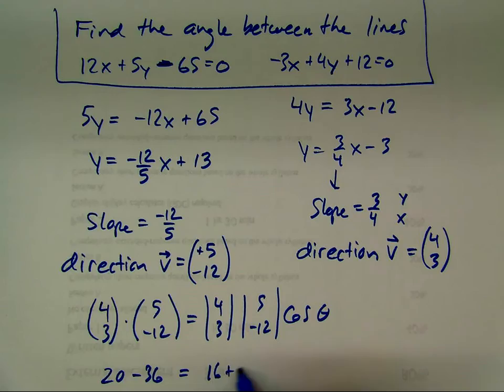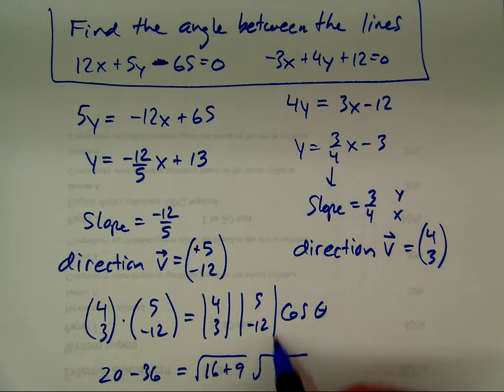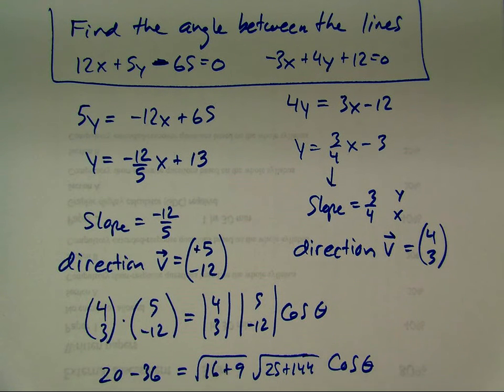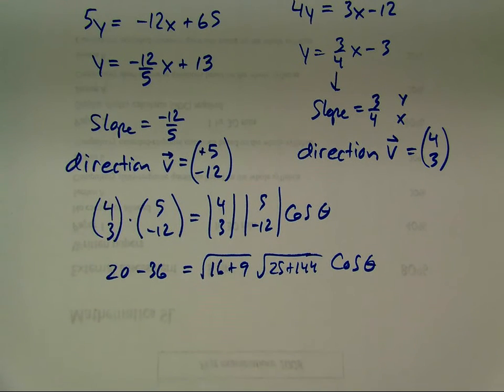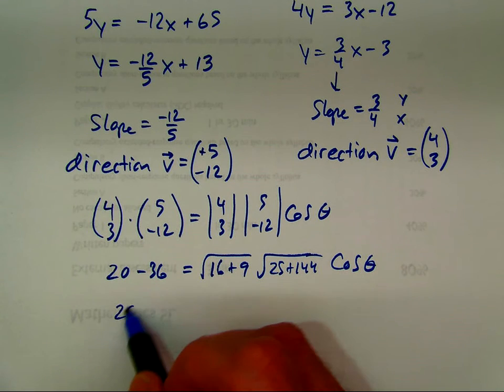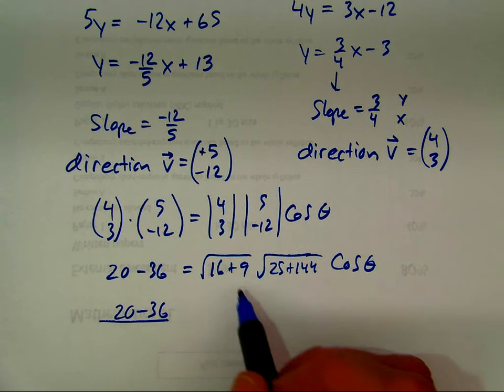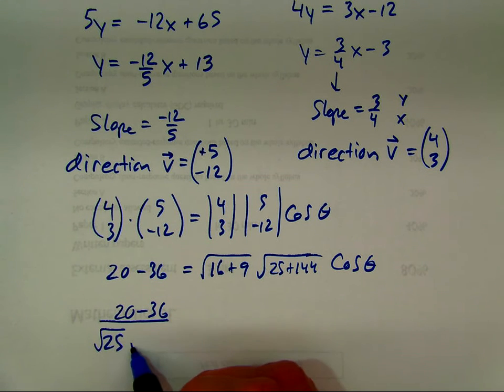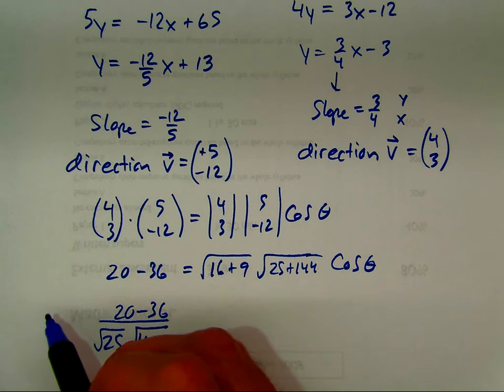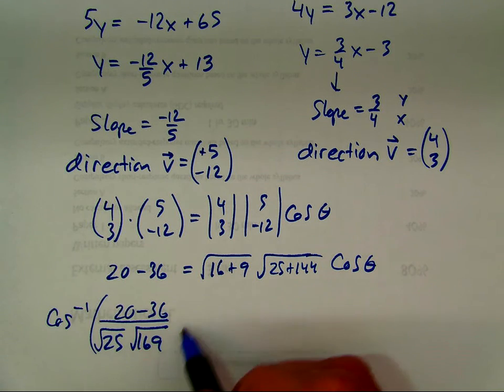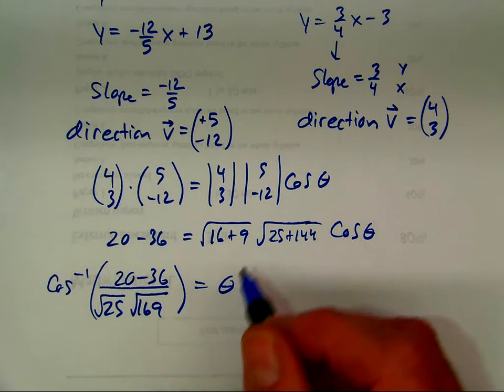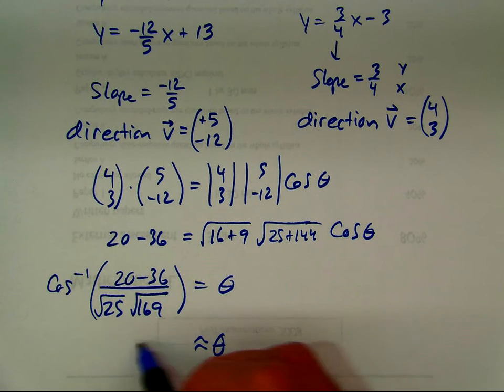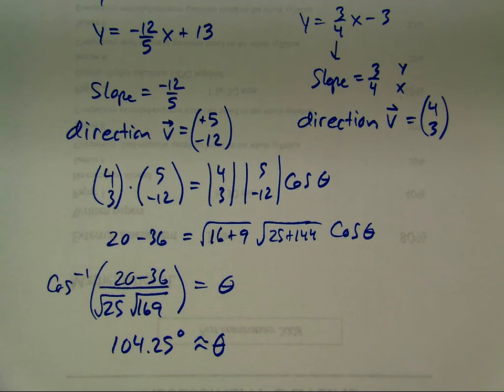(16 plus 9), 25 plus 144, and so here this is going to be a 25 square root, 25 square root 169 inverse cosine, and theta is approximately 104.25 degrees.